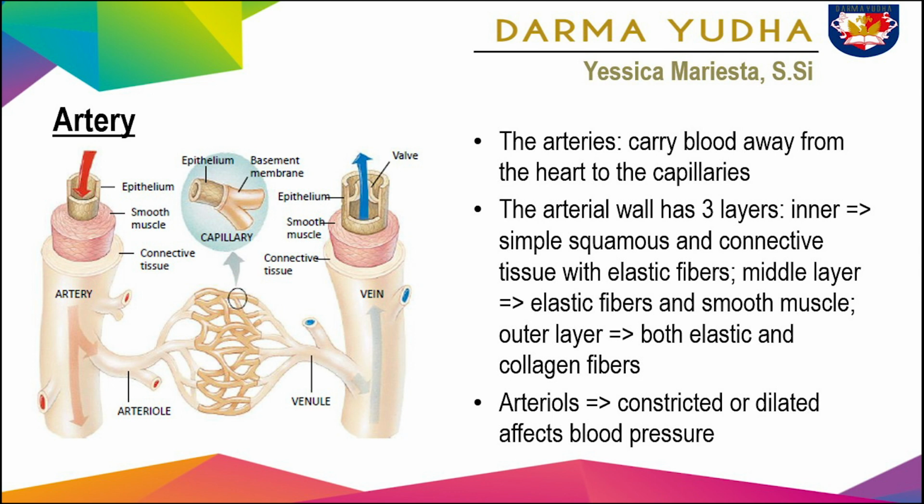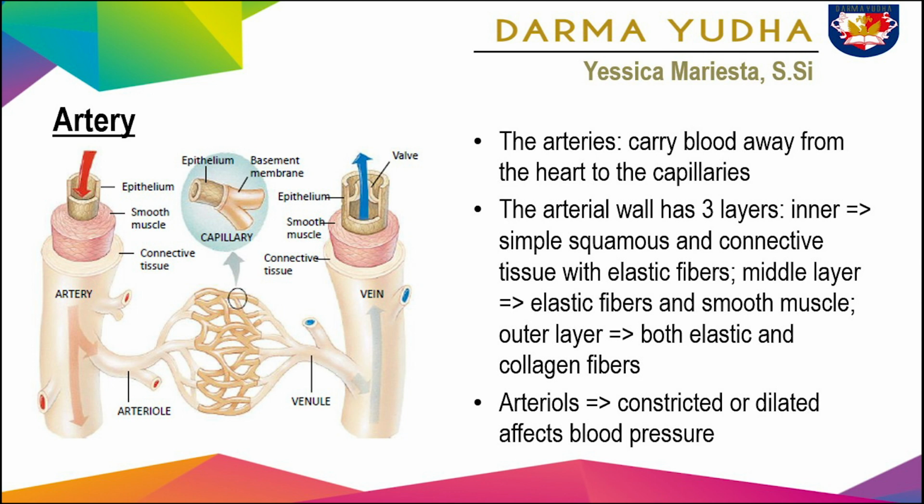This layer is very smooth, minimizing the friction with the moving blood. The second is the middle layer called the tunica media, or the middle coat, containing the smooth muscles, collagen, and elastic fibers. The third is another layer called the tunica externa, or the outer coat, containing elastic fibers and collagen fibers.